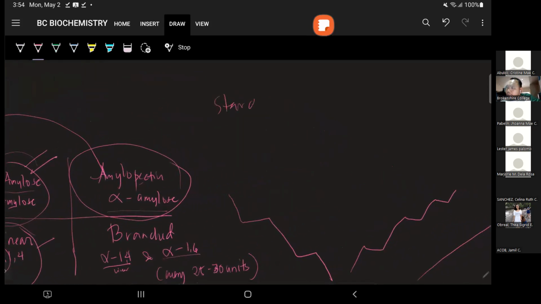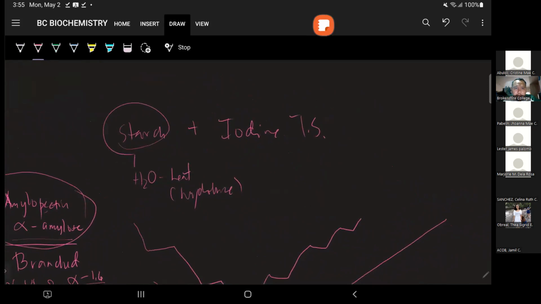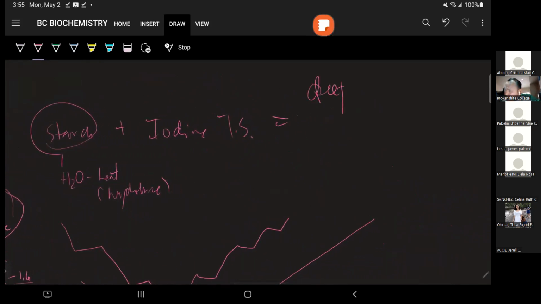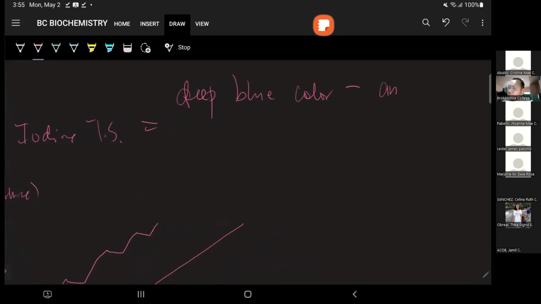For example, meron tayong starch, then we drop iodine, or kailangan pang i-dilute si starch with water and then i-heat muna para ma-hydrolyze konti. Then we add iodine TS to your starch. If the color produced is deep blue, then that is the presence of amylose, the component of starch. Pag amylopectin naman, ang result niya is reddish brown, and that is amylopectin.